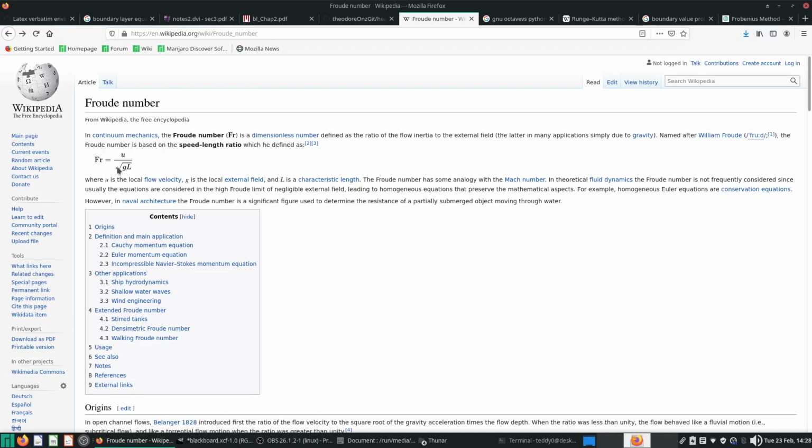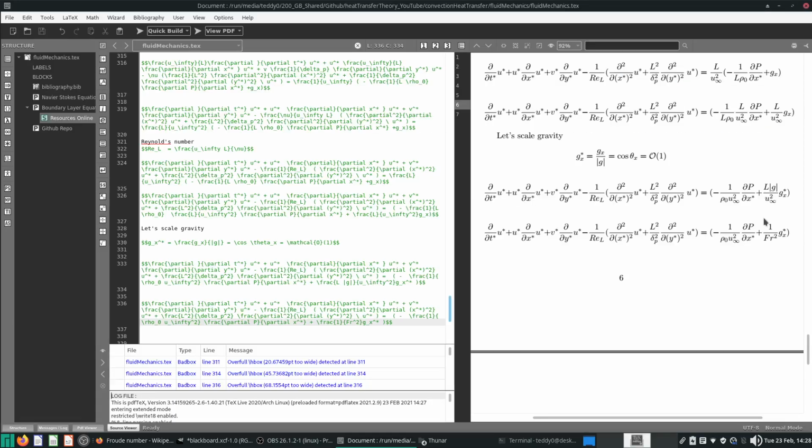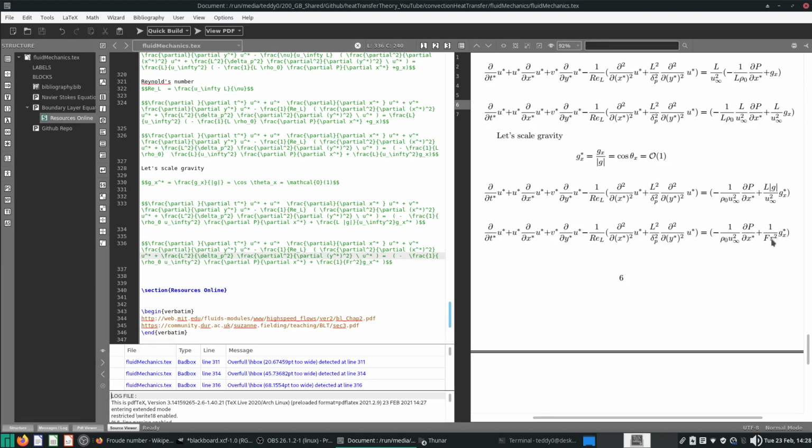So where gravity is negligible, you have huge Froude numbers. Where gravity is small compared to the velocity, Froude number is huge. So when you have a huge Froude number, this whole thing disappears. That's how we make our gravity term disappear.